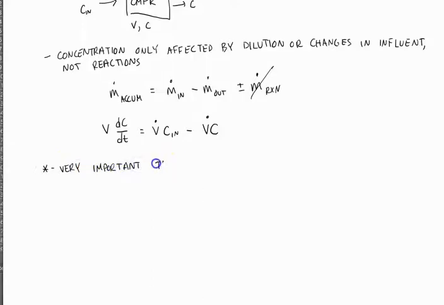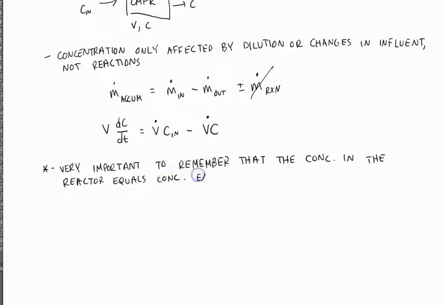When you look at this equation, you see again how very important it is to remember that the concentration within your reactor equals the concentration exiting the reactor. So our C in the accumulation term is the same as the C in the out term. If you don't remember this and you try to solve this integral, you're going to make a mistake because you're not going to realize that those terms are actually the same term.